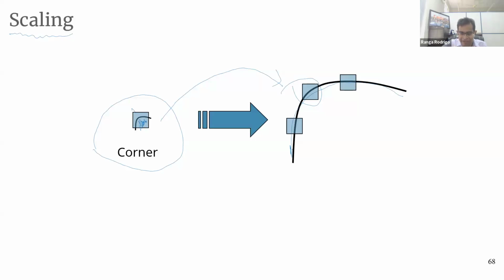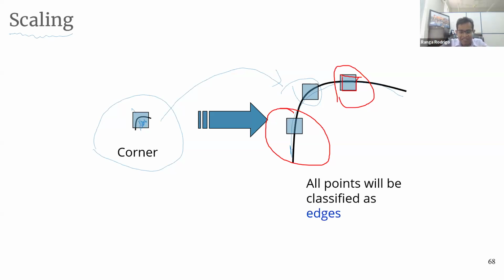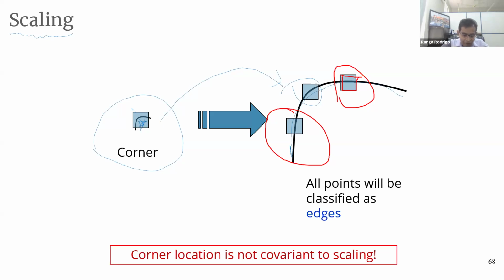Now the question is, will you detect corners? So now if you observe this situation here, you can see these are just straight lines inside the corner, right? These are just straight lines within the window. So as you can see here, you don't see a corner. You see a corner at the right scale, but here the scale is different. So therefore, unfortunately, all points will be classified as edges. Corner location is not covariant to scaling. So this is something that you have to remember.